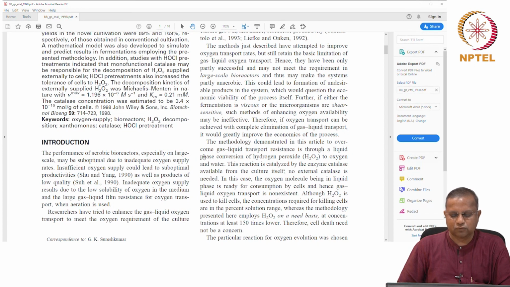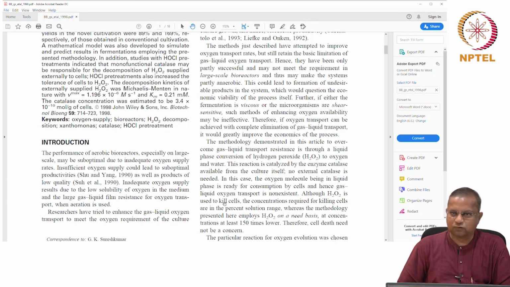The methodology demonstrated in this article to overcome gas liquid transport resistance is through a liquid phase conversion of hydrogen peroxide to oxygen and water. This reaction is catalyzed by the enzyme catalase available from the culture itself. No external catalase is needed. In this case, the oxygen molecule, being in the liquid phase, is ready for consumption by cells, and hence gas liquid oxygen transport is non-existent.